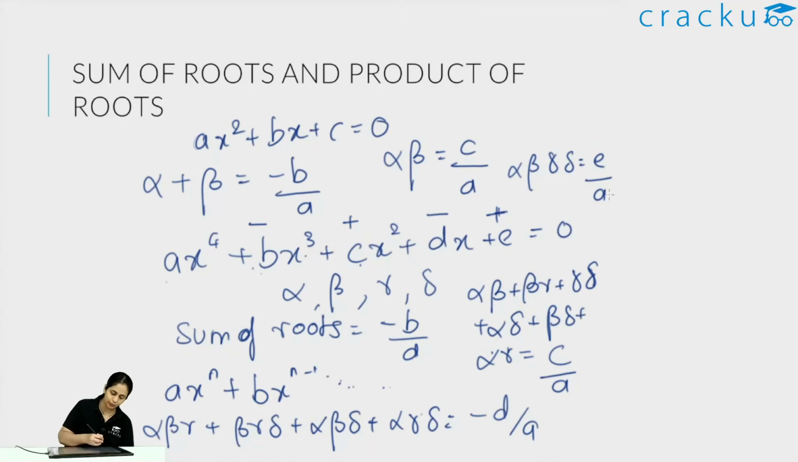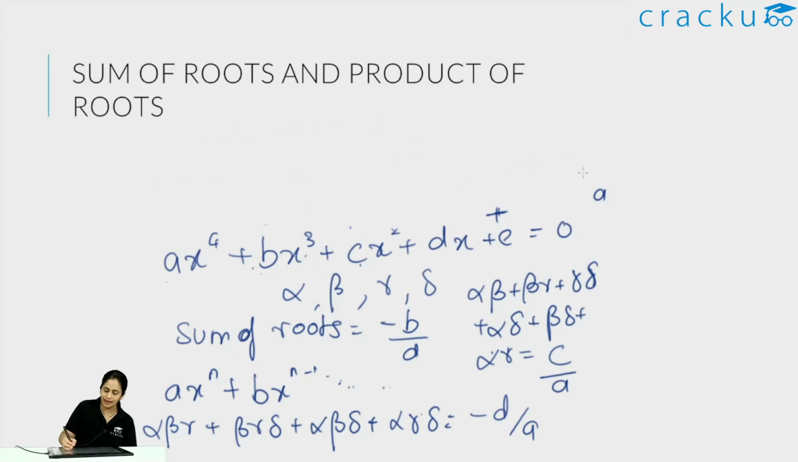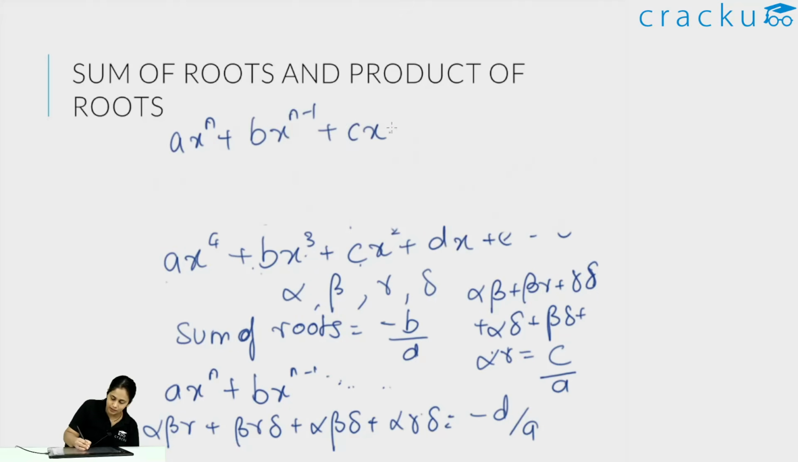In general, you can write this as, suppose your equation is a x raised to n plus b x raised to n minus 1 plus c x raised to n minus 2 and so on, equal to 0. You can write the sum of the roots. Suppose the roots are alpha 1, alpha 2, etc. The sum of the roots is minus b by a.